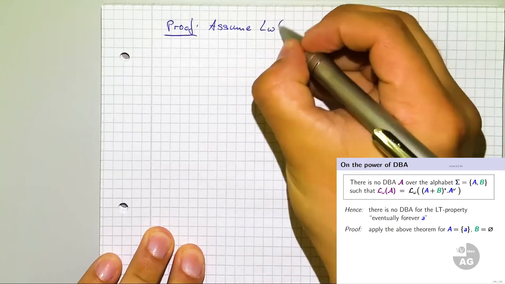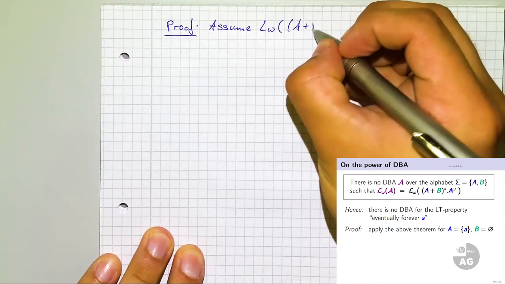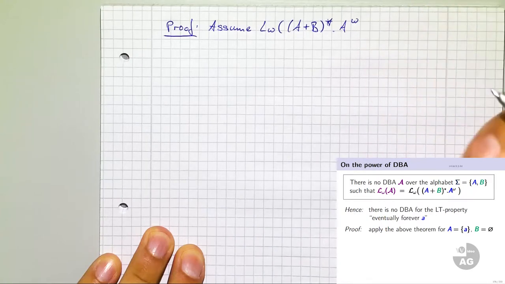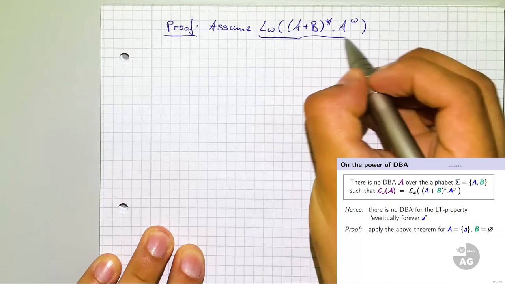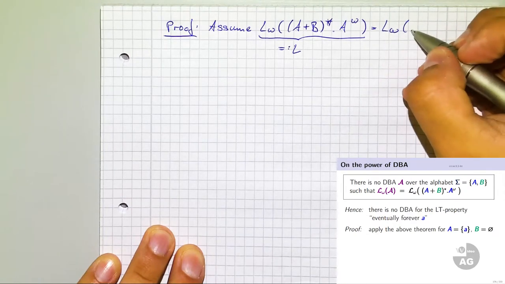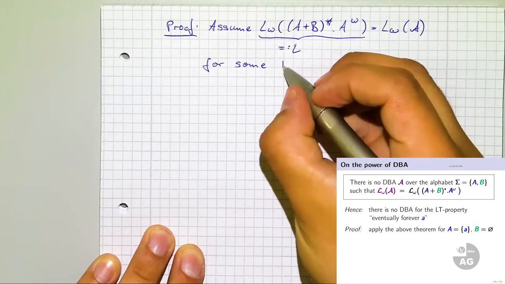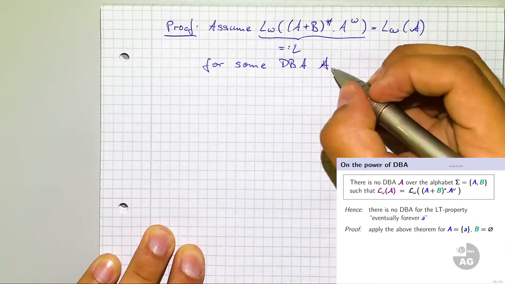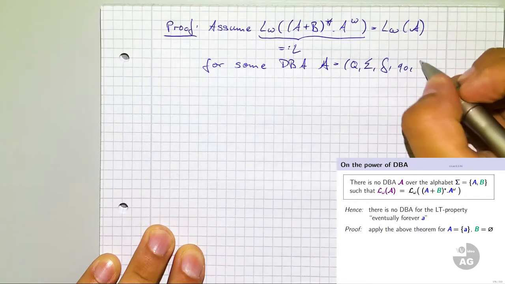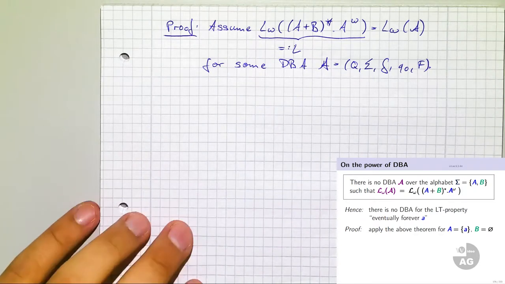Assume that the language that we're going to call L from now on, for simplicity, is exactly the language that we have on the slides: A or B for finitely many steps, and then from some point only A. Let's call that one L. Now assume that this is recognized by some DBA that we call A. Now the DBA consists of Q, sigma, delta, Q0, and accepting states F. So we assume the contrary, and now we're going to show that it cannot be the right DBA.